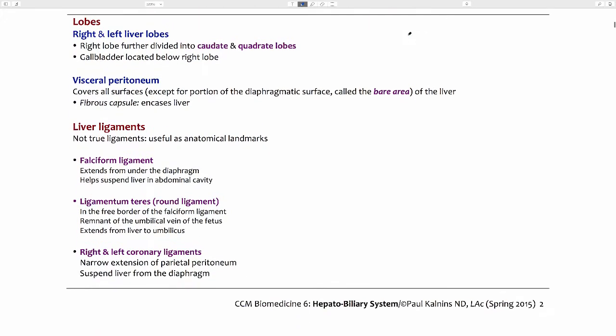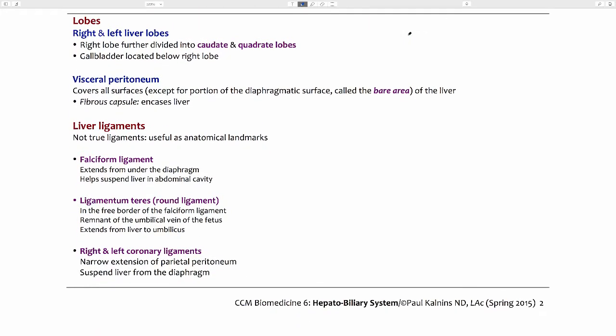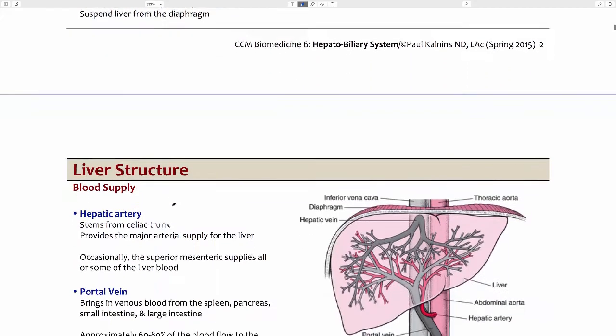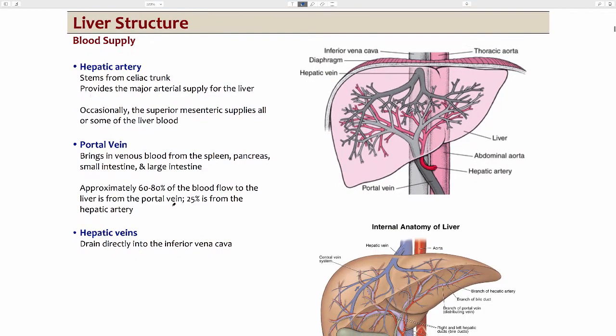Okay, so here's a little bit more on the ligaments. The round ligament, for example, is the remnant of the umbilical vein of the fetus, and so on and so forth. So you can read through that. These are more just like identifying landmarks. The blood supply is fairly simple. So there's basically, first of all, let's start here off the aorta.